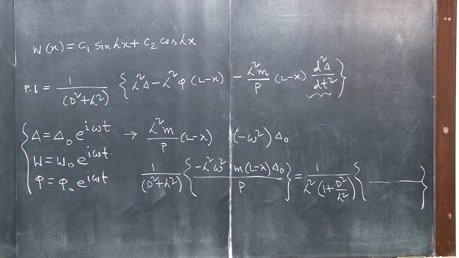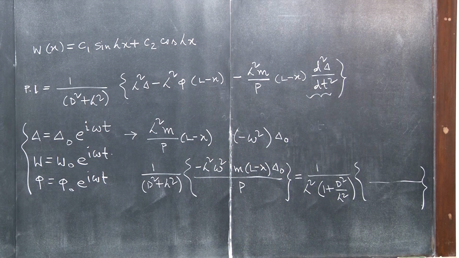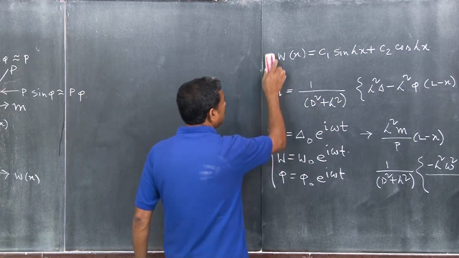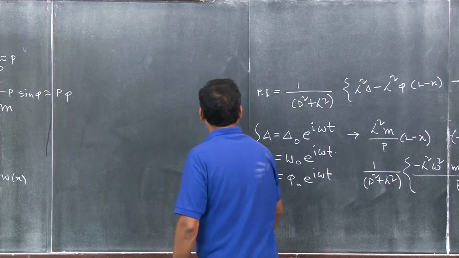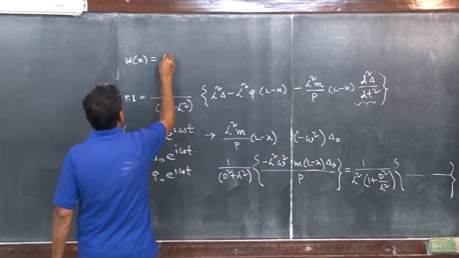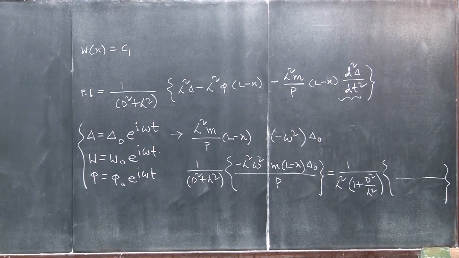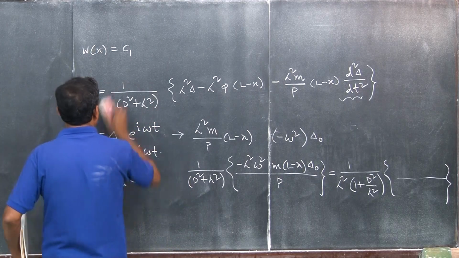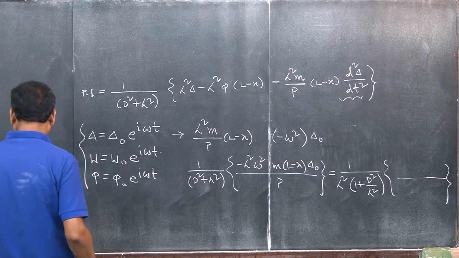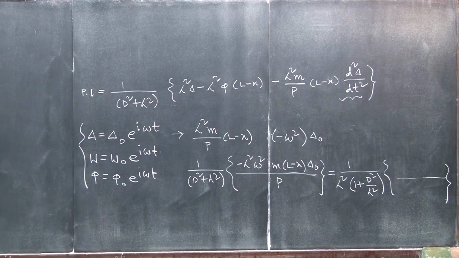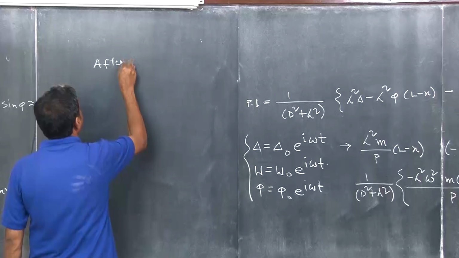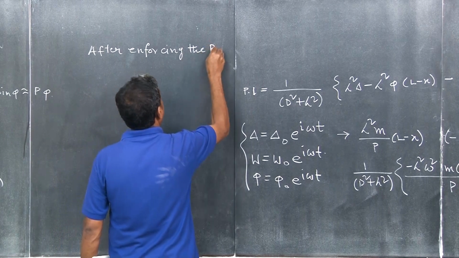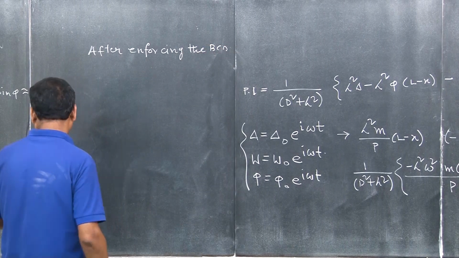Okay, so the final expression, the solution that you are going to get, is expressed in terms of this. So I am removing this. You have already written w(x) is nothing but c1... After enforcing the boundary conditions, you will see the equation something like this, which I am writing in matrix form.